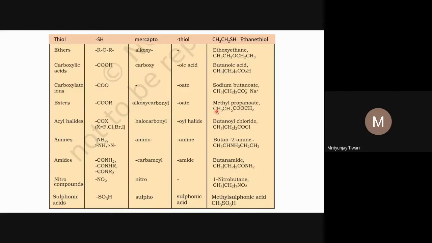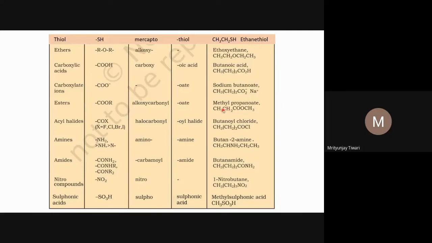And if this compound was CH3, CH2, CH2, C double bond O, CH3, then we will call it methyl butanoate, because this contains, including this carbon atom, 4 carbon atoms, so it will become butanoate, and the numbering will start from this 1, 2, 3.